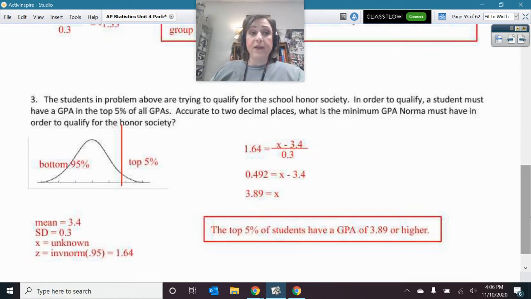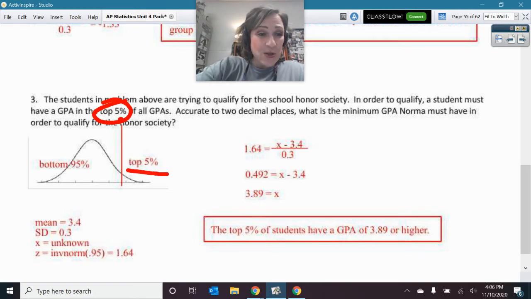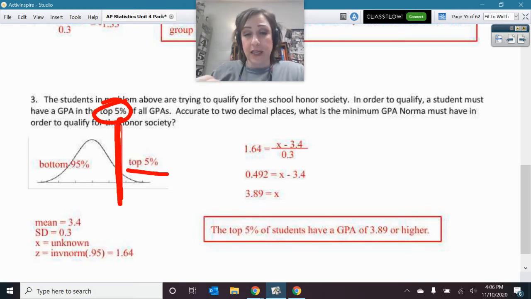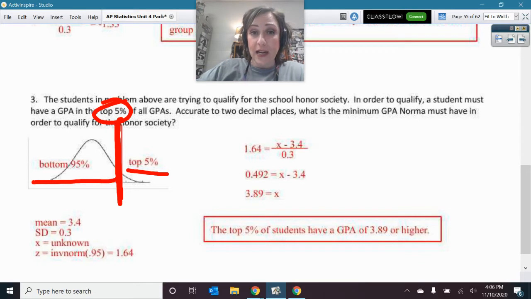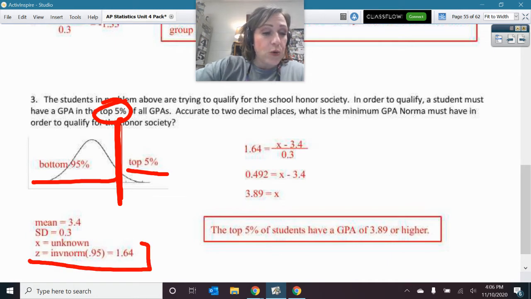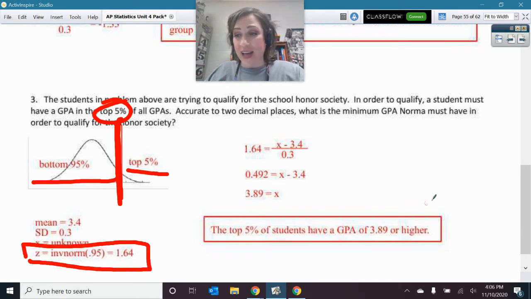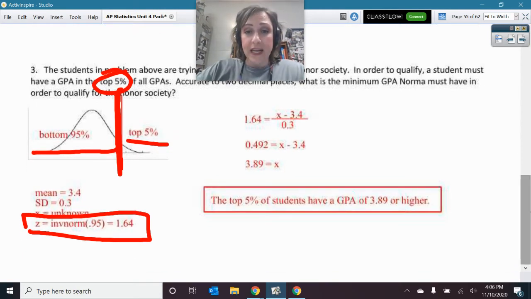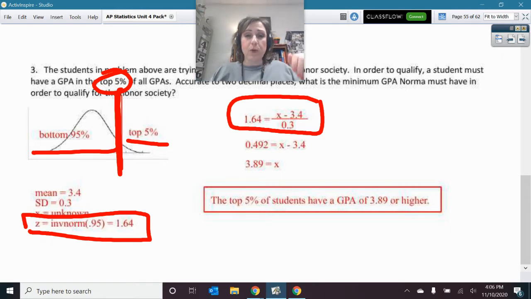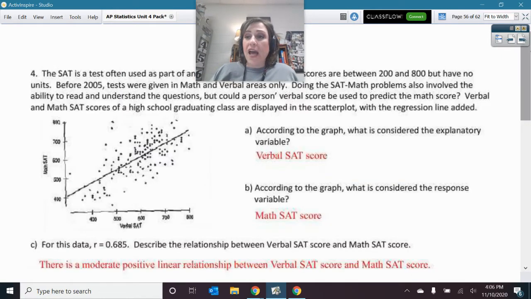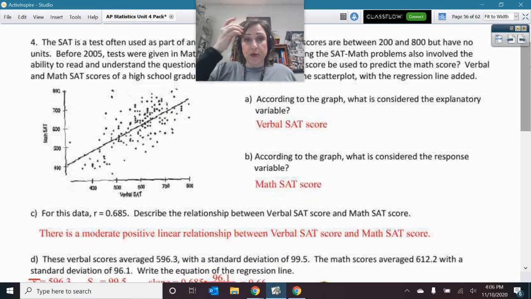Here, in order to qualify to be in the Honor Society, you have that top 5%. So if you have a calculator that will get the z-score at this spot by doing the 5% to the right. Otherwise, you are doing inverse norm of that area below is the z at that spot. So that's how I get that this z-score here is inverse norm of 0.95, 1.64. Then I come and set up this equation here to then solve for x. So that's 3.89.